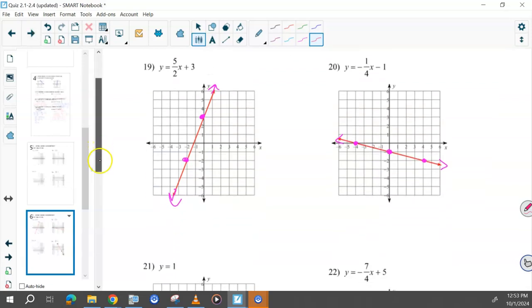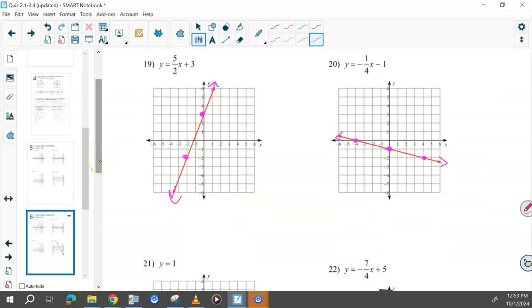So the graphs I have up here. So you should have started at your y-intercept for 19, that was 3. And then it's positive, so we want to go up, but I can't go up 5, but I can go down 5 and left 2. And then make sure you have arrows.